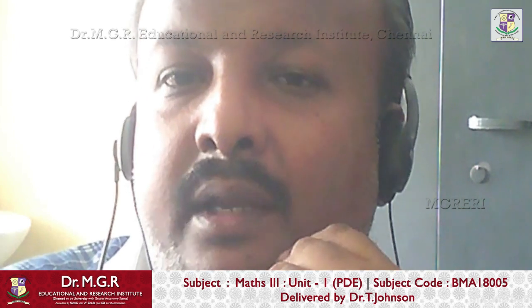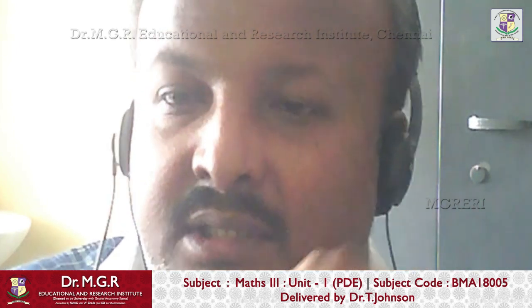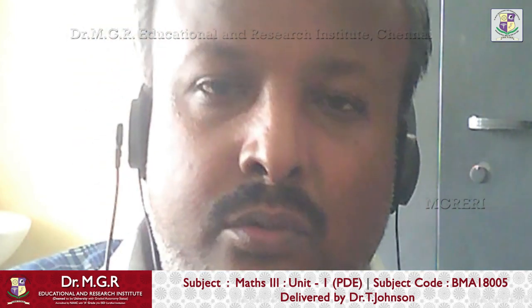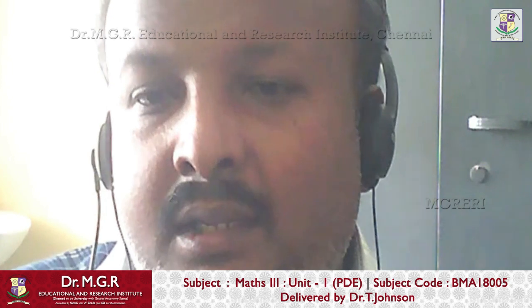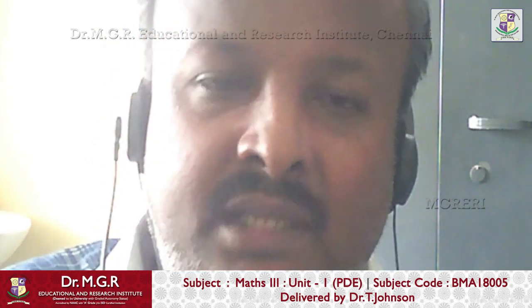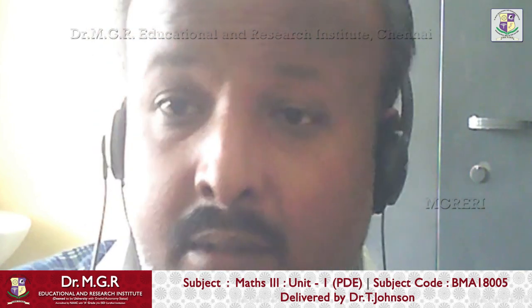Let's see what we discussed yesterday. We discussed solving type 2 standard PDE, that is Clairaut's form, that is z equals px plus qy plus some function of p and q. So today we will see type 3 PDE.